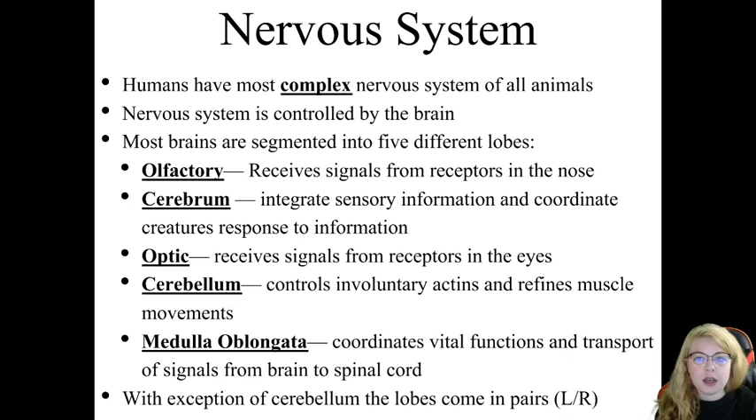The olfactory lobe, which receives signals and receptors from your nose so you can smell. The cerebrum, which integrates sensory information and coordinates a creature's response to that information. We have an optic lobe, which receives signals and receptors from our eyes so we can see. The cerebellum, which controls the involuntary actions and refines your muscle movements as we move. And the medulla oblongata, which coordinates vital functions and transport of various signals from the brain to your spinal cord. With the exception of the cerebellum, all of these lobes come in pairs of either left or right sides.